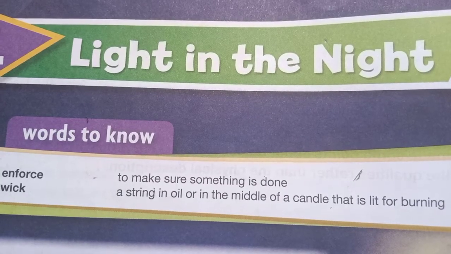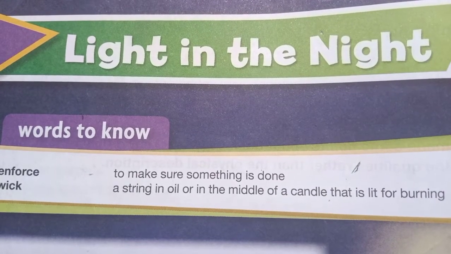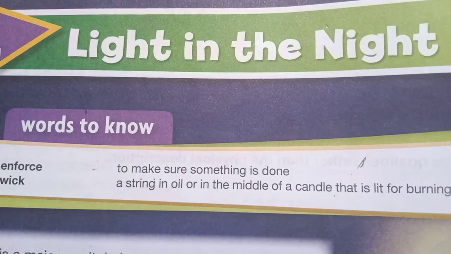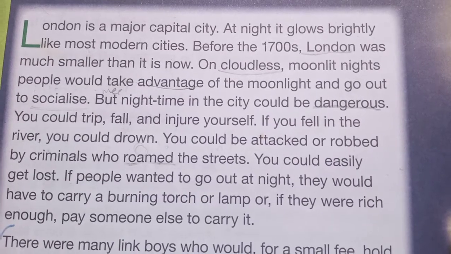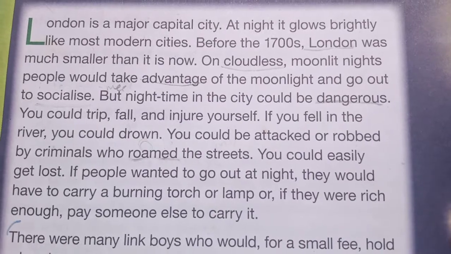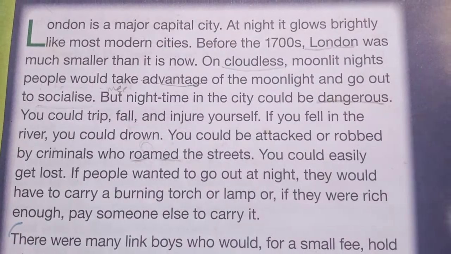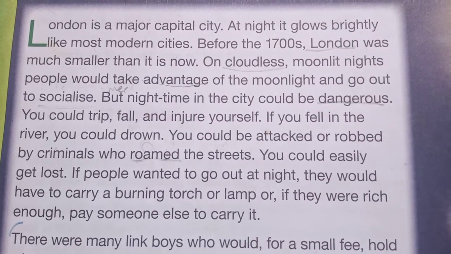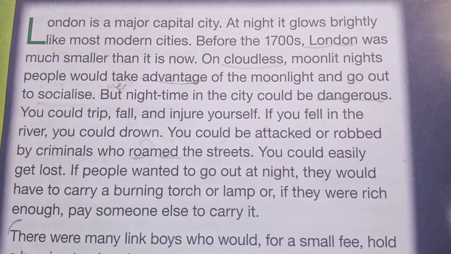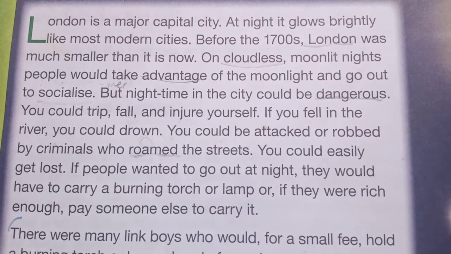So dear students, as you can see in the title, they are telling something about the night, because at daytime there is enough light. But what about night if there is not enough light? To lighten up the city or streets, we should have proper lights, enough lights, right? So earlier when London was not as modern as today, when it was a small city, but it was a capital city, and they're talking about earlier in the 1700s or before that.